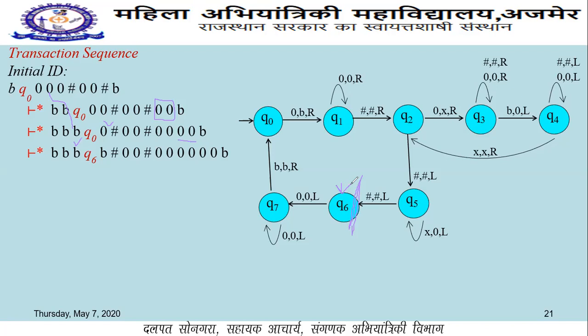Okay, so here we take a final decision. When we read blank at q6, this is a new situation in this transition sequence, and for this we don't have any transition function in this Turing machine. So we just write a transition function for it, and we write it like this.